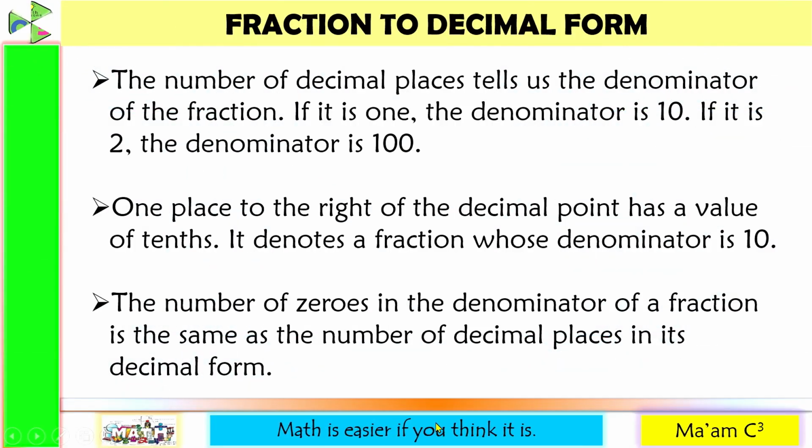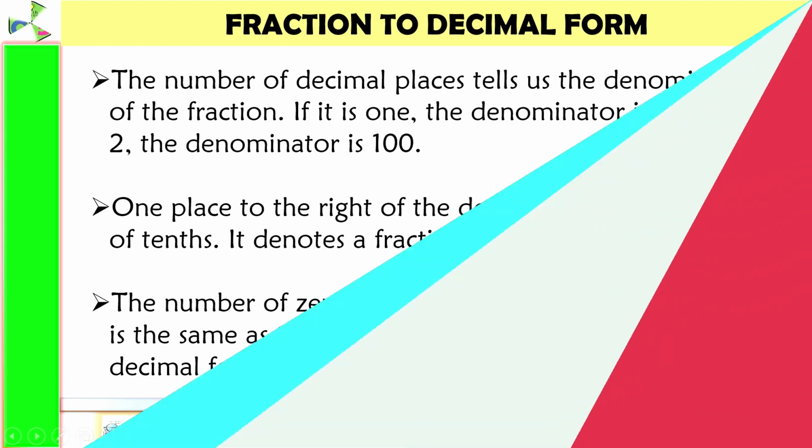Fraction to decimal form. Here are some things that you need to remember. The number of decimal places tells us the denominator of the fraction. If it is 1, the denominator is 10. If it is 2, the denominator is 100. One place to the right of the decimal point has a value of tenths. It denotes a fraction whose denominator is 10. The number of zeros in the denominator of a fraction is the same as the number of decimal places in its decimal form. Let's have an example.